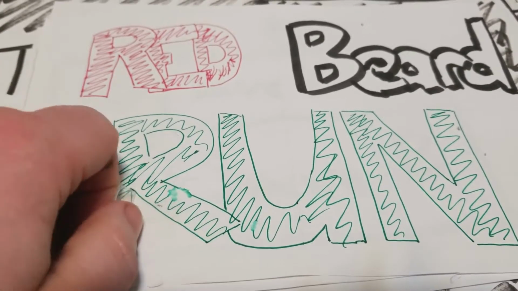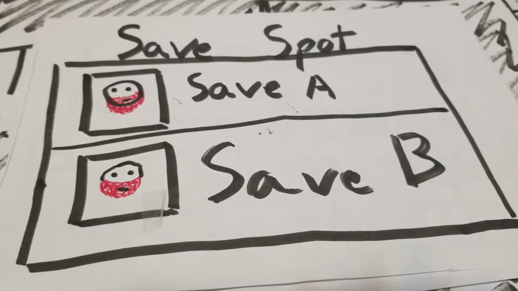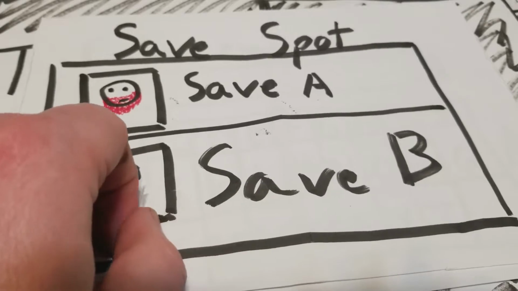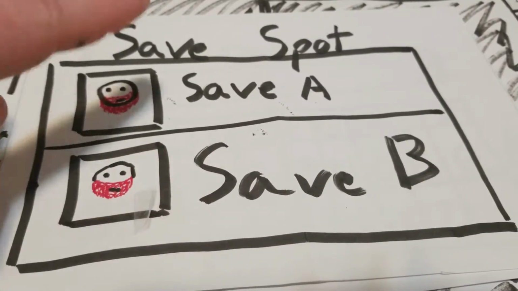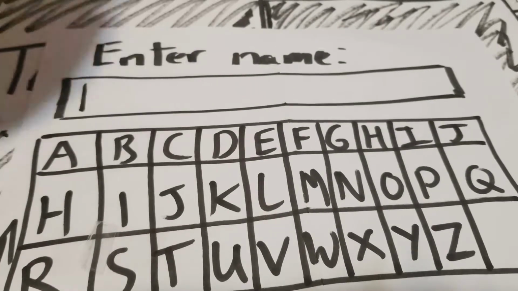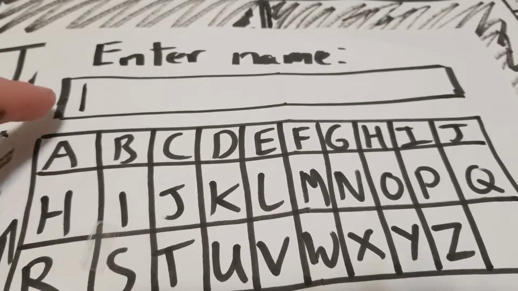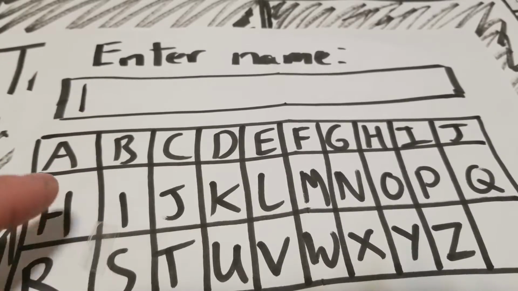So we first get to the title screen, and after that loads, then it's going to go to a save spot. They can choose save A, save B, whatever one they click on. So if I click save A, it's going to open up for me. If this is the first time that I've done it, it's going to open up another dialog menu screen for me to be able to type in the name.